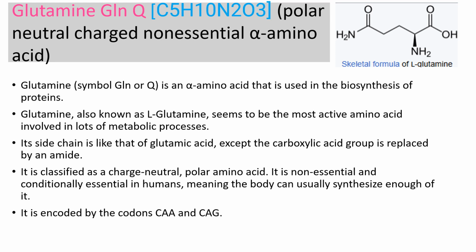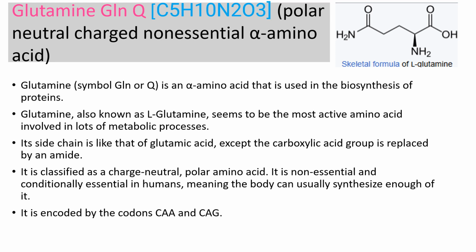Glutamine, GLN-Q, C5H10N2O3, polar neutral charge, non-essential alpha amino acid. Glutamine is an alpha amino acid that is used in biosynthesis of proteins. Glutamine, also known as L-glutamine, seems to be the most active amino acid involved in lots of metabolic processes. Its side chain is like that of glutamic acid, except the carboxylic acid group is replaced by an amide. It is classified as a charged neutral polar amino acid. It is non-essential and conditionally essential in humans, meaning the body can usually synthesize enough of it. It is encoded by the codons CAA and CAG.